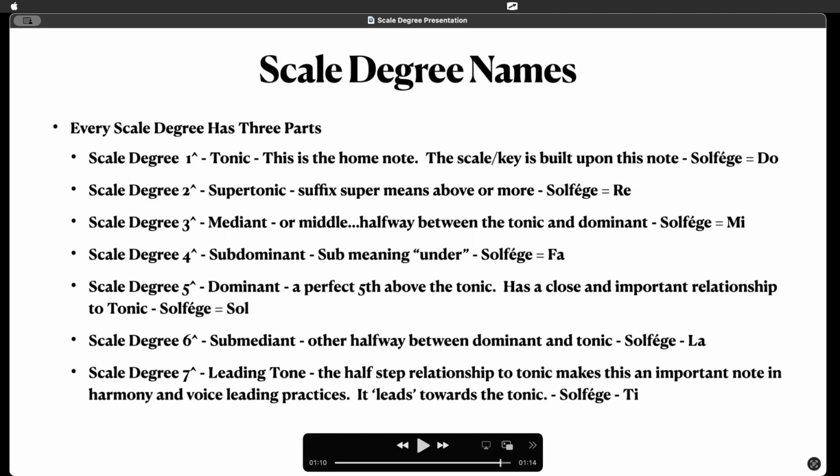Those half-step relationships that we learned about in the major scale play very important roles in harmony, especially, and even melodic movements. So that's 7 to 8 and 4 to 3. Those half-step movements in the major scale, major keys, are going to be of great importance as we go.